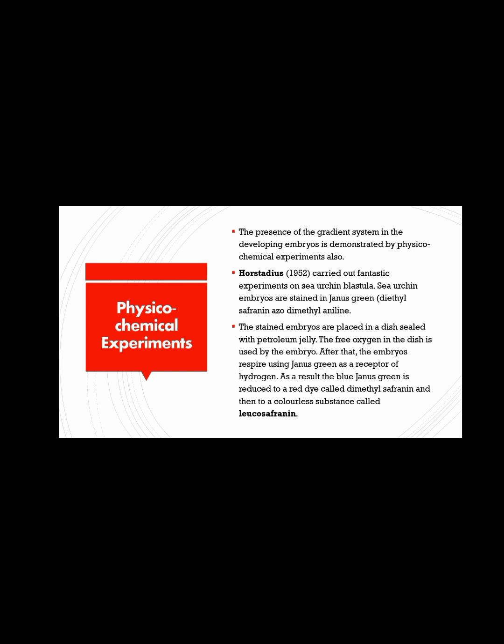The stained embryos are placed in a dish sealed with petroleum jelly. Then the free oxygen in the dish is used up by the embryo. After that the embryo respires using Janus green as a receptor of hydrogen. As a result, Janus green is reduced to a red dye called dimethyl safranine, and then to a colorless substance called leucosafranine. So these are the reductions of Janus green in the late blastula of sea urchin.